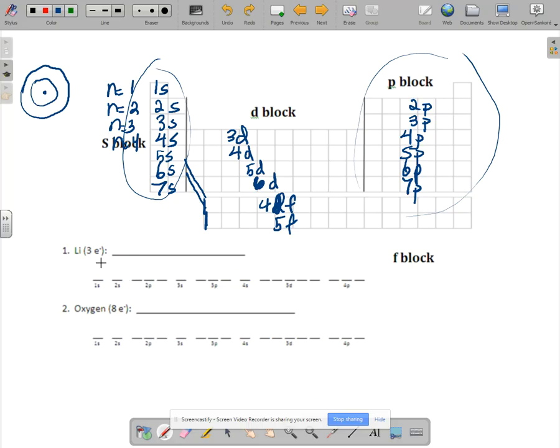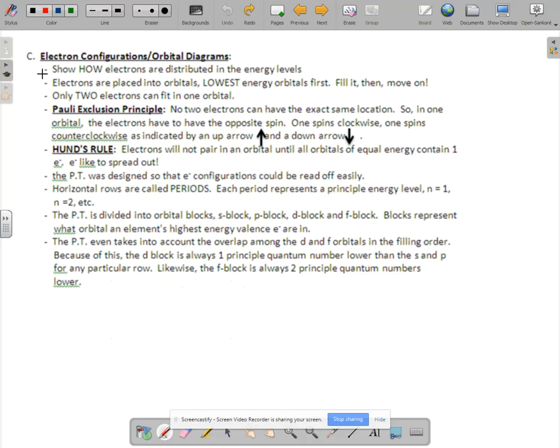Don't forget that the orbital diagram is when you do the up and the down arrows, okay? And then the electron configuration looks something like this: 1s2, 2s1, meaning 1 electron in that second energy level, okay? So I'm going to suggest that you go through and do these and check the key on Schoology. And do remember that there's a couple of critical rules.